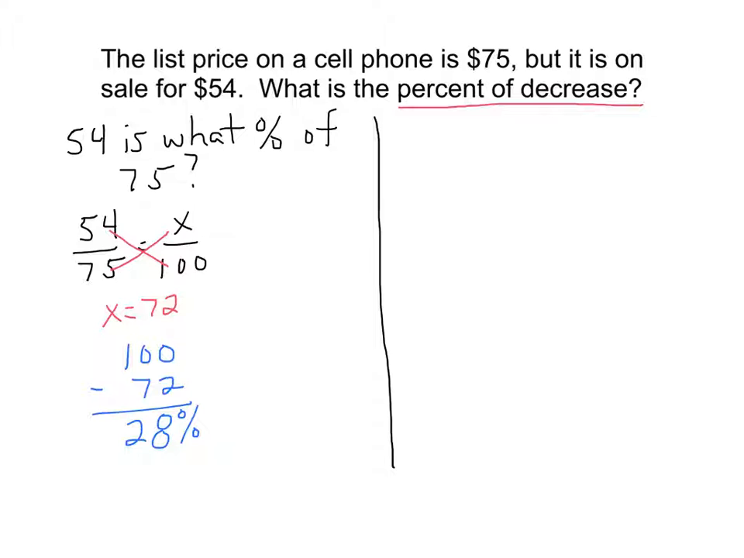Once again, I would probably figure out the actual difference in the prices first. The difference between 75 and 54 is $21.